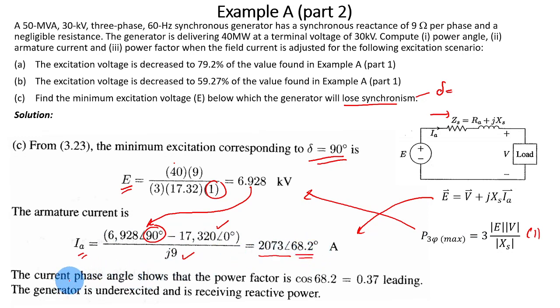So basically, the current phase angle shows that the power factor is cosine 68.2, which is 0.37 leading. As you can see, this is the maximum power factor limit that the generator can serve. If it's beyond that, then it will be a problem. So the generator is under-excited and is receiving reactive power. Of course, when you are in leading power factor, the Q is being imported, so you have a Q going back into the generator from the system. So it acts like an inductor here.